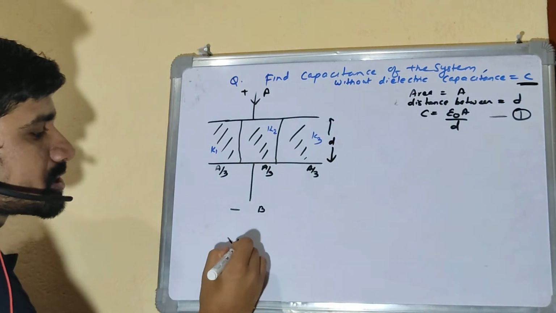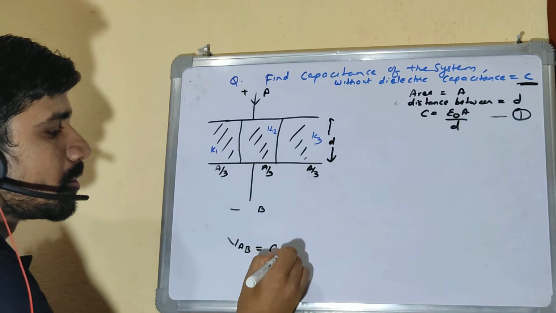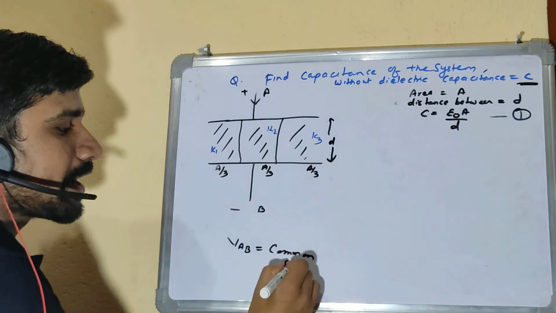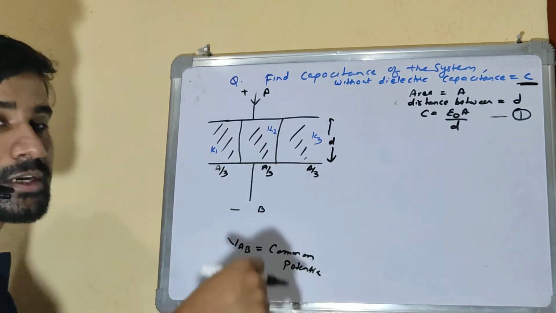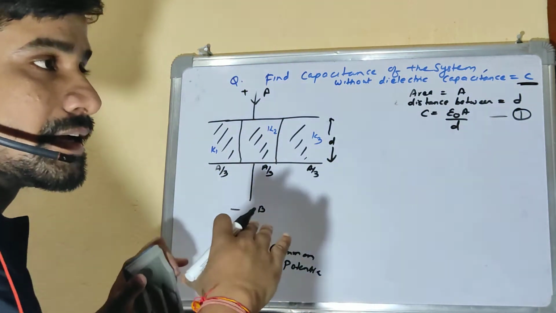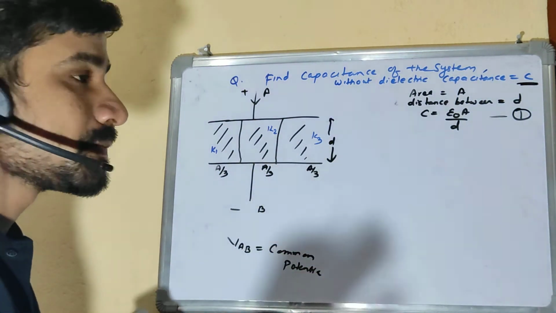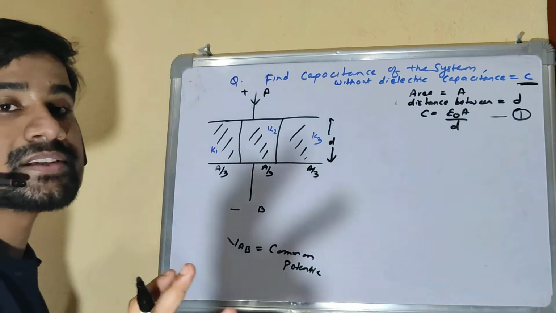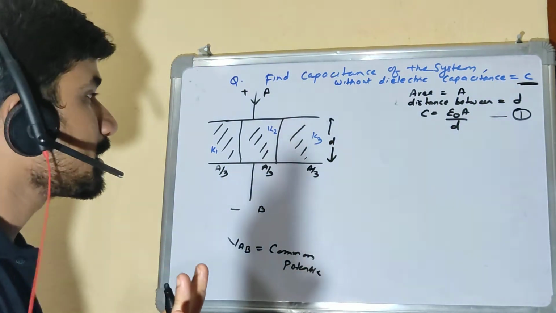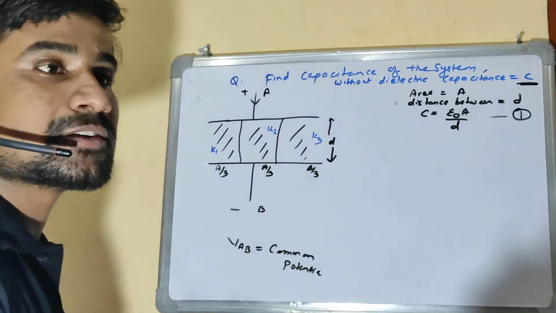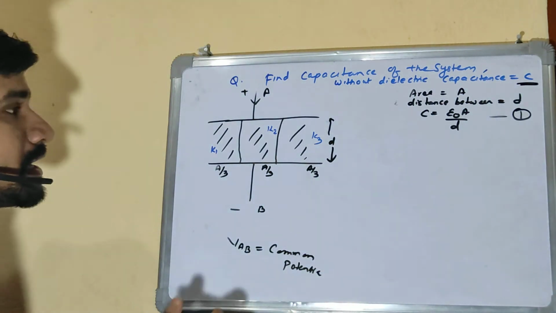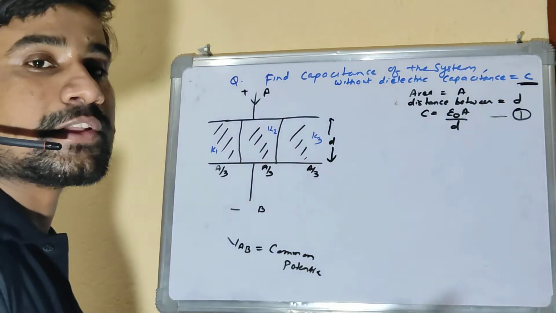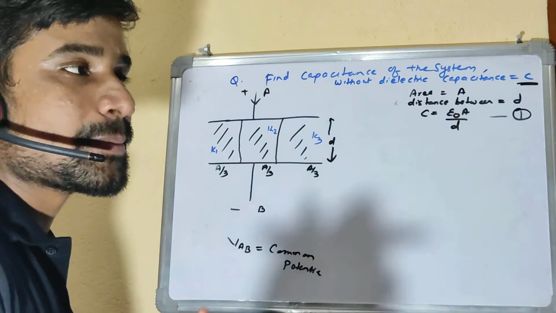VAB is the common potential, be it whatever the dielectric, but any charge which comes gets segregated in these three regions, right? So this is like a parallel combination of three different capacitors. Let's find individually the capacitance of all three, and then we will find the net capacitance, right?